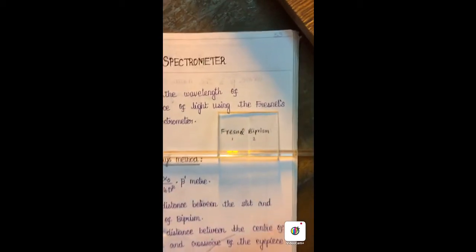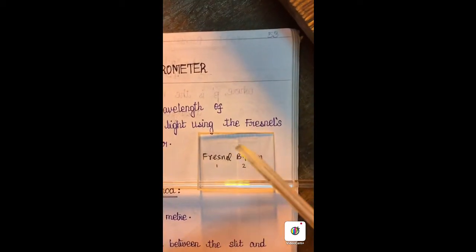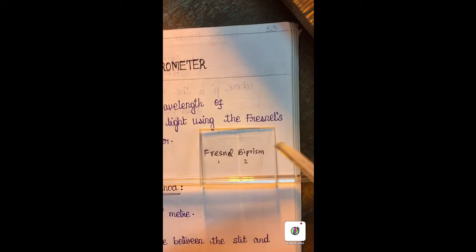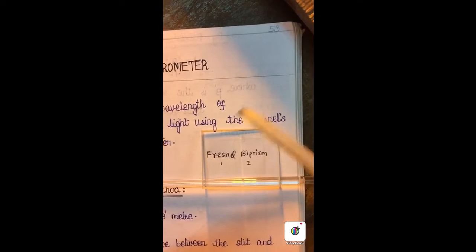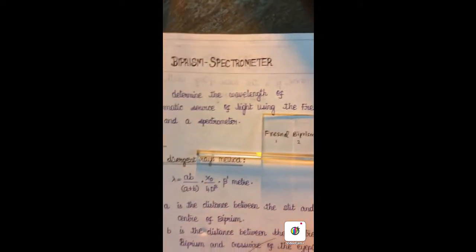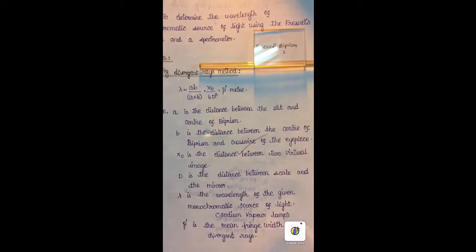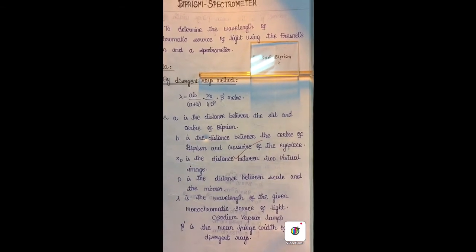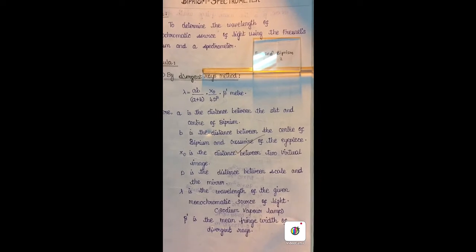You can see this is the Fresnel biprism, that is, prism 1 and 2 combined to form a single prism, and let's see what components are required. So apart from the Fresnel biprism, we require the spectrometer, a sodium vapor lamp, and then the scale and telescope arrangement, which we are seeing now.